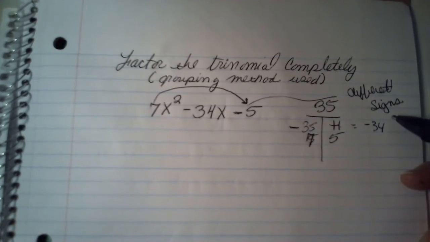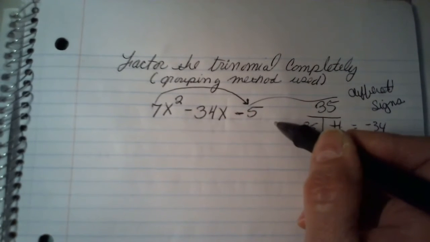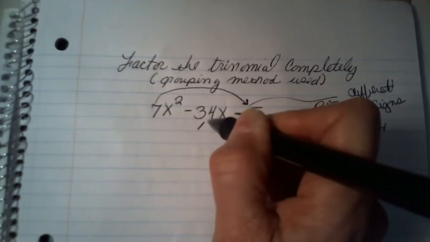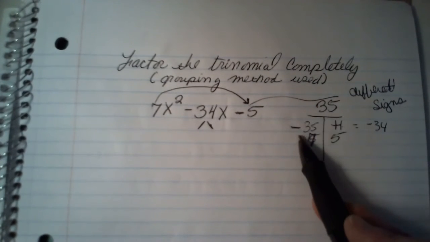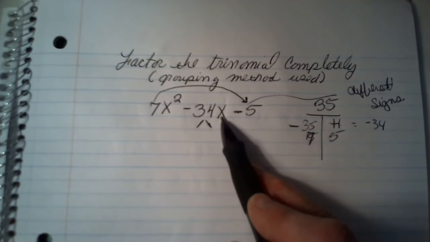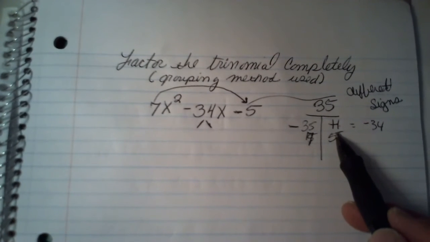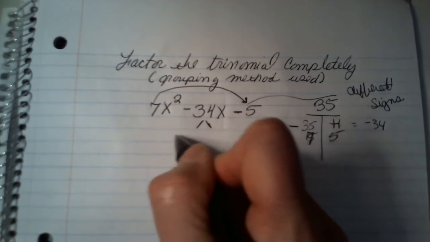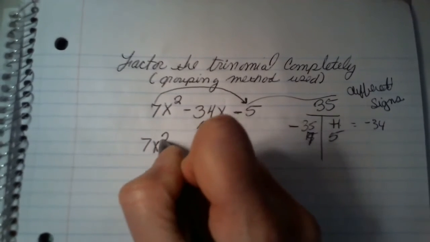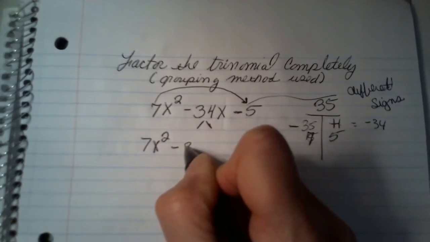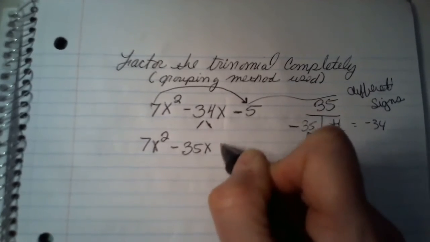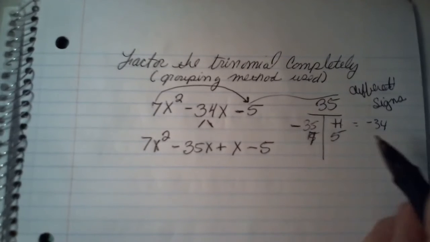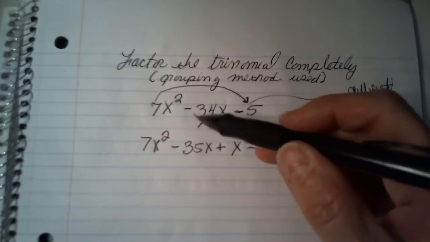So what I'm going to do is rewrite this trinomial and make it into a four-termed polynomial. I'm going to substitute these two values, negative 35 with the letter x and a positive 1x, in place of this 34x. My 7x squared comes straight down. This becomes a negative 35x plus a positive 1x, and then my negative 5 comes straight down. I've simply substituted the middle term.